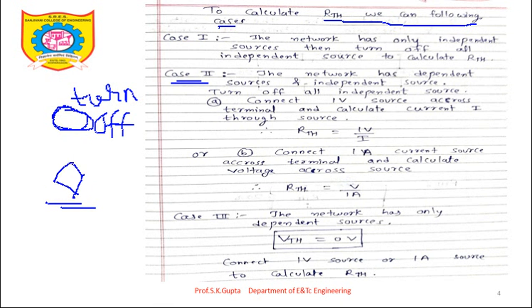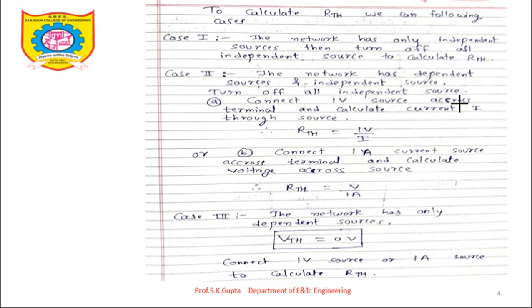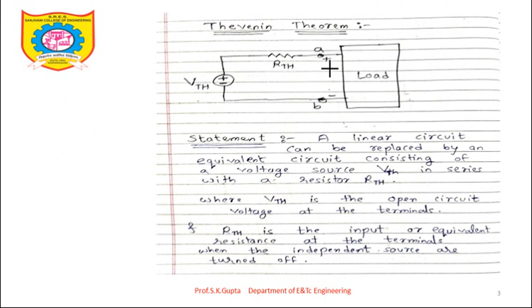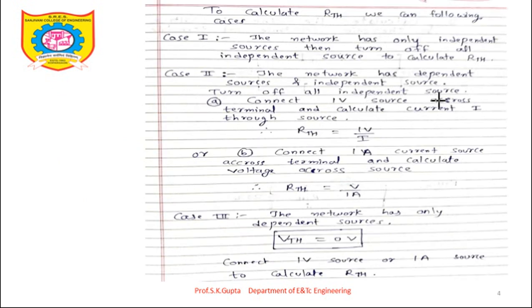And what additional thing will we do? Because if we are calculating resistance, these dependent sources are coming in between. So how much resistance should I take across this dependent source? To avoid this problem, either we can connect a 1 volt source between terminals A and B and calculate the current through that source. Then RTH is given by 1 volt upon that current.